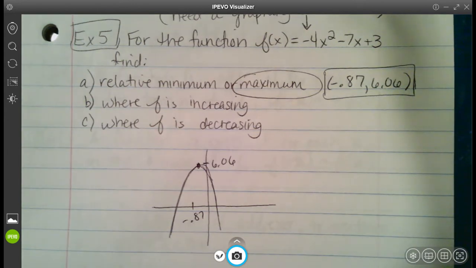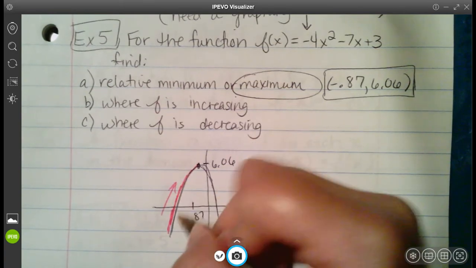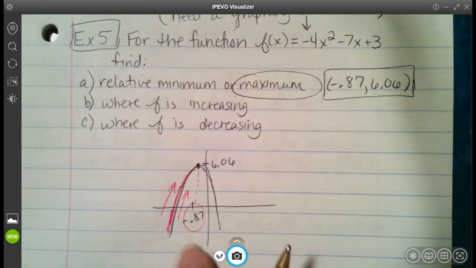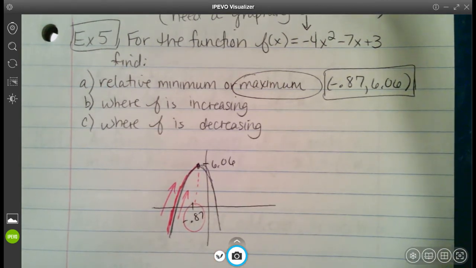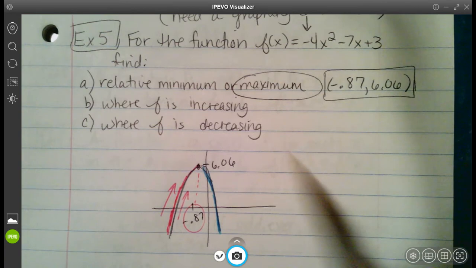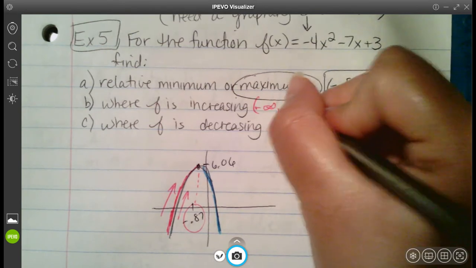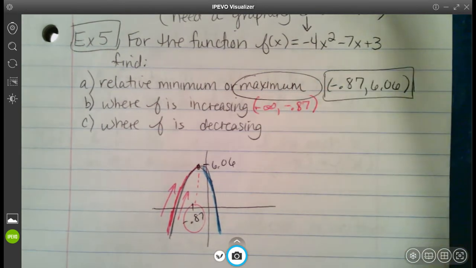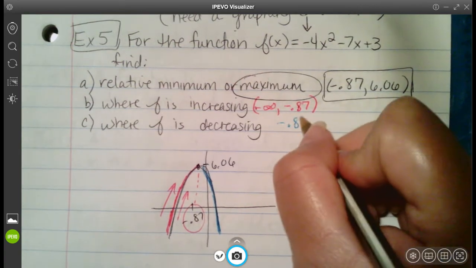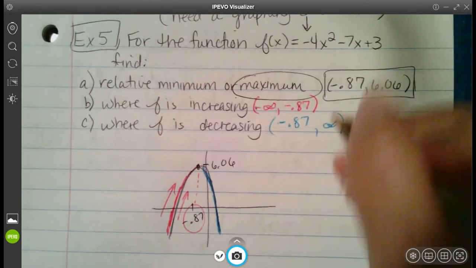Okay, so with that information, we can see that the graph is increasing all of this part. So it's going up all the way to this point right here, and that point on x is negative 0.87. And then it's decreasing on the other side. So for increasing, we can say increasing from negative infinity all the way to negative 0.87. And it's decreasing on the other side, from negative 0.87 to infinity. Okay, and hopefully that makes sense.